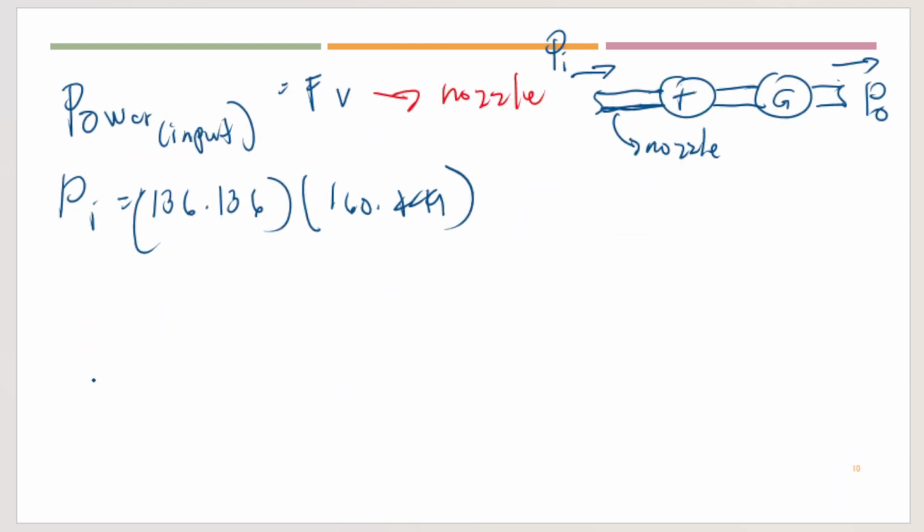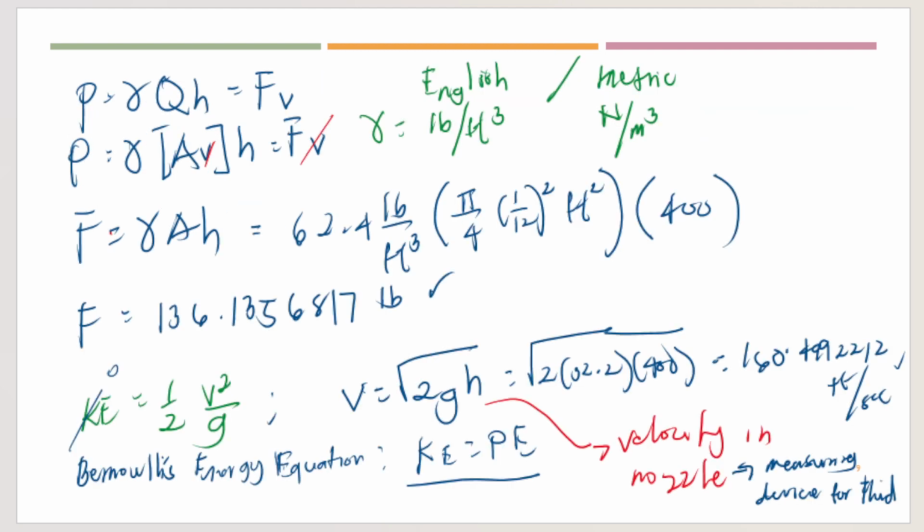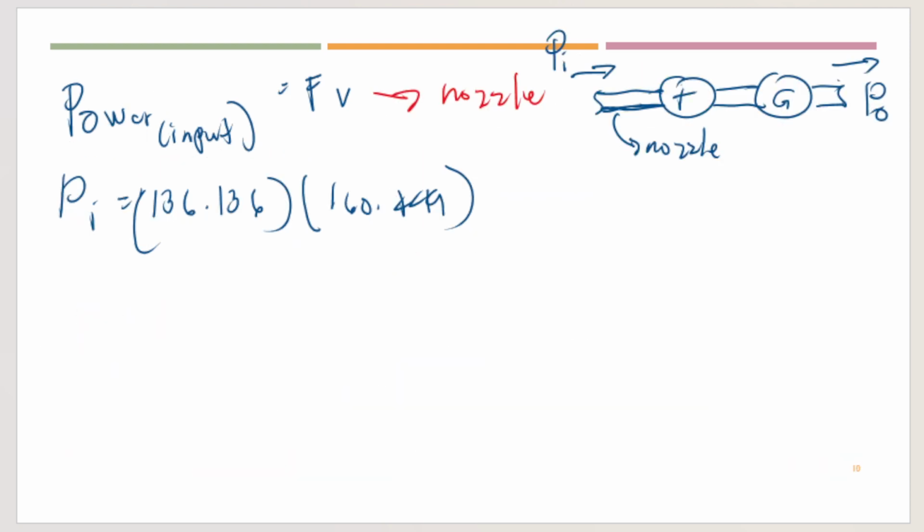0.449. So, be mindful of the units. What we used for force is pounds and for velocity it is feet per second. So, our unit for our power input will be pounds-foot per second, or we can also convert it directly to horsepower.